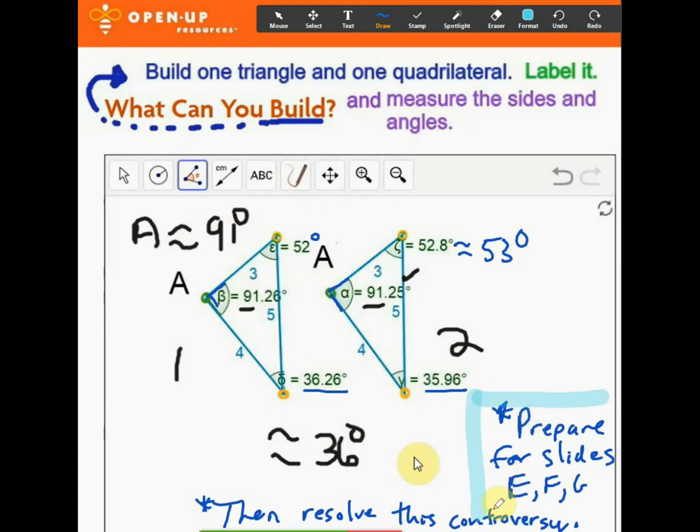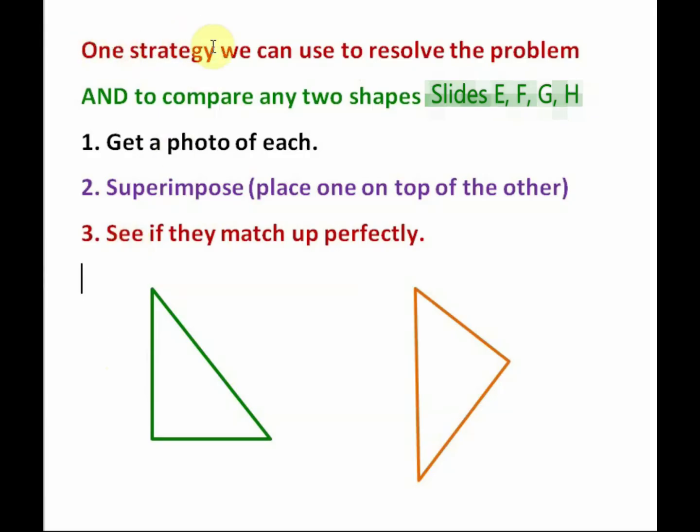Since we will need to compare shapes to decide if they're equal or not, I will present a strategy for helping us prepare for slides E, F, and G. Then we'll go back to the slide before slide E to resolve this controversy. One strategy we can use to resolve the problem and to compare any two shapes like we're going to need to do in slides E, F, and G. What we can do is this. Take a photo of each shape and then superimpose, which means place one on top of the other. See if they match up perfectly.